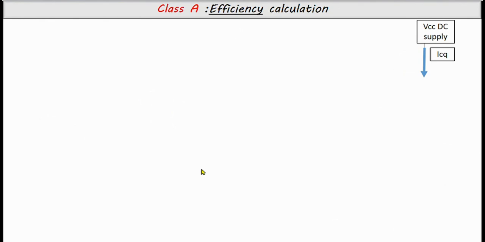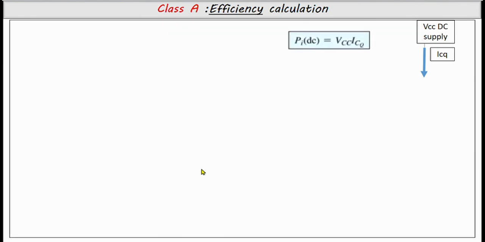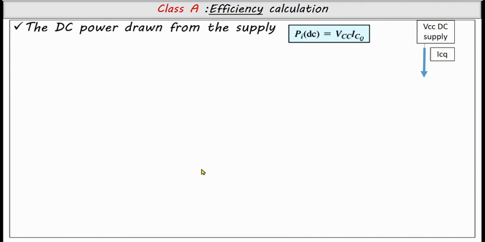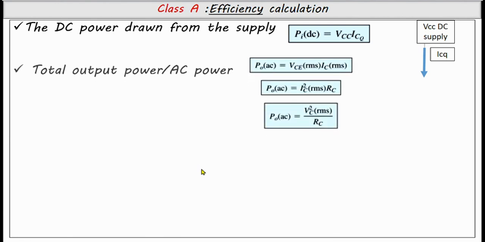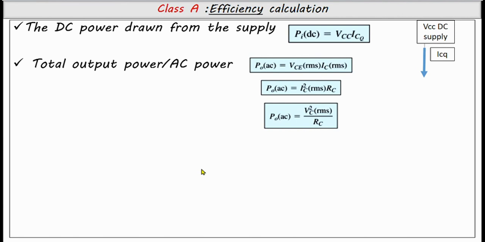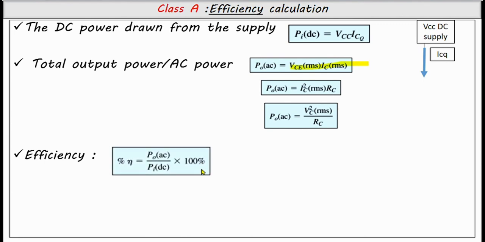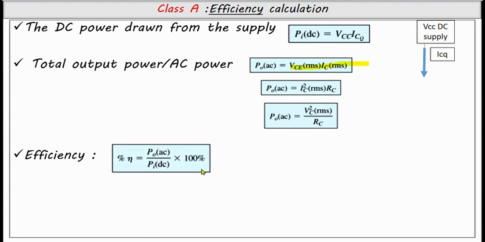See the efficiency calculation of the class A amplifier. The power source is a DC power source. The DC power drawn from the supply is VCC times ICQ. The total output power, or AC power, is the RMS value of VCE times the RMS value of IC. Efficiency is the output AC power upon the input DC power. This ratio is called efficiency.